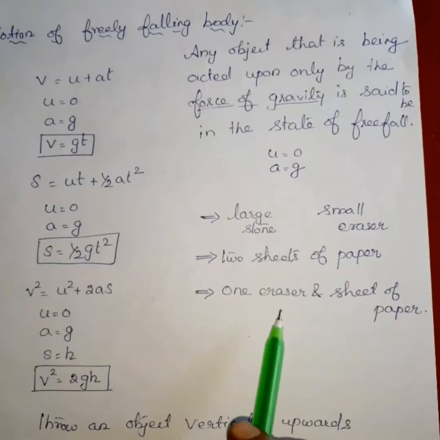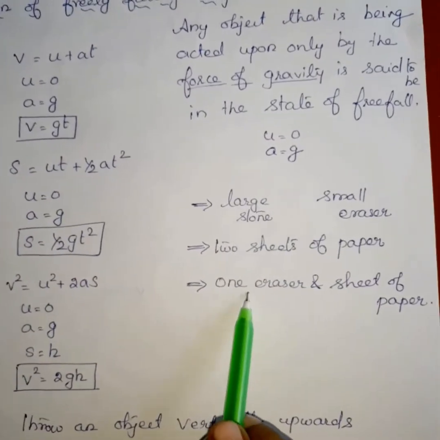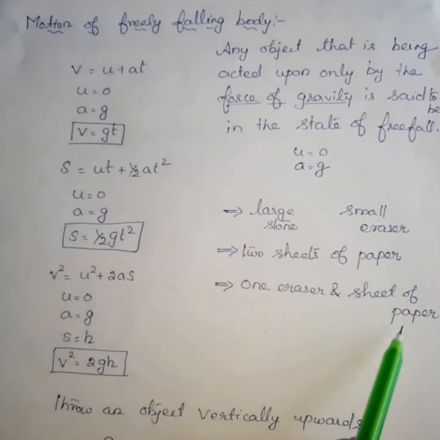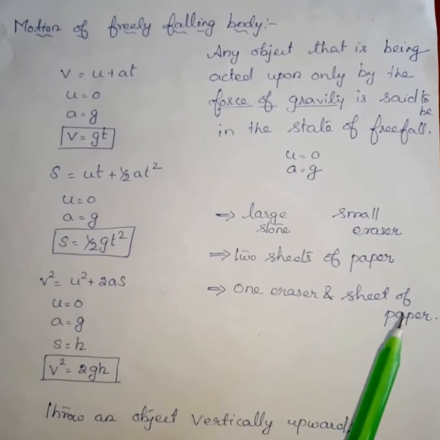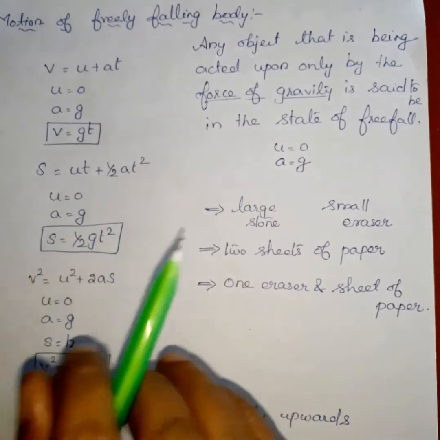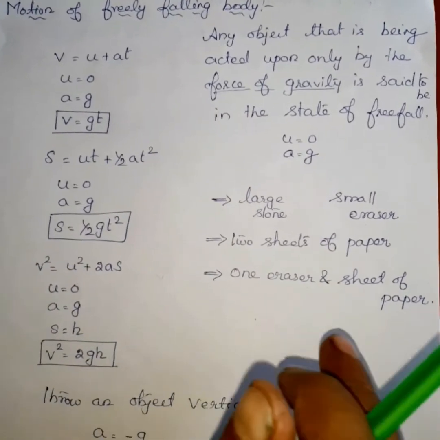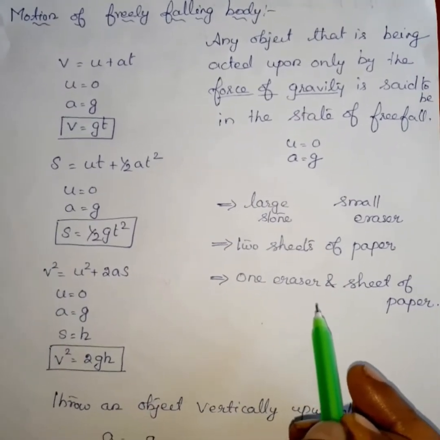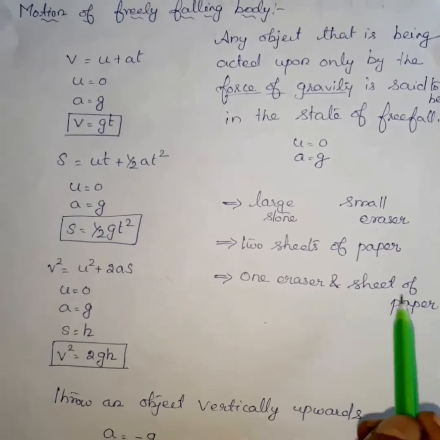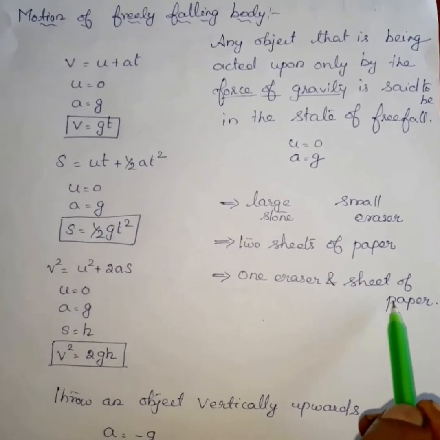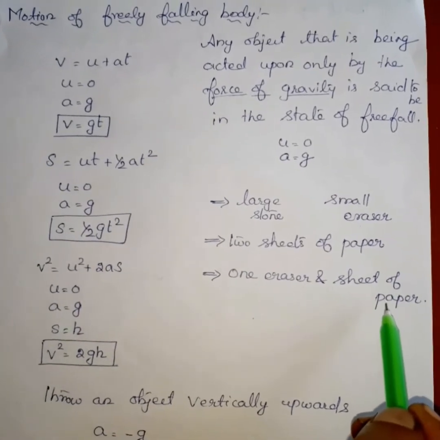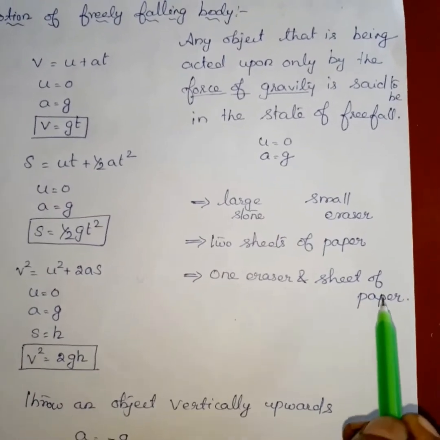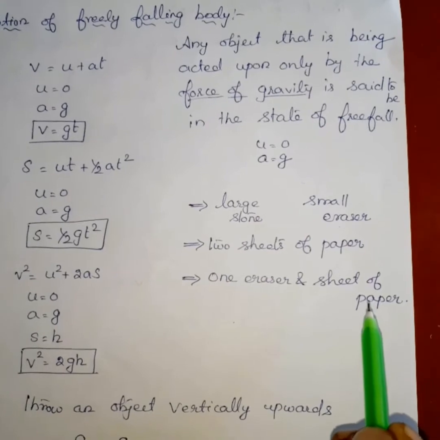Now take one eraser and a sheet of paper. Drop them from the same height. Now what do you observe? Which one reaches first? The eraser. Why does the sheet of paper reach later? Because it has air resistance. The magnitude of the air resistance depends on the area of the object. So the sheet of paper reaches later.